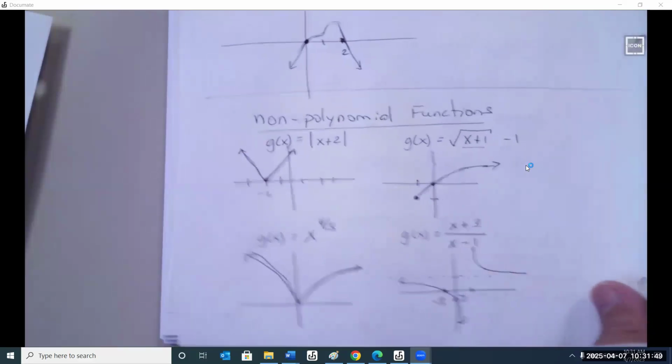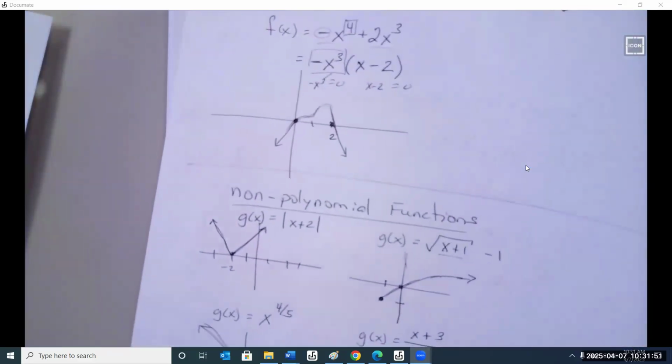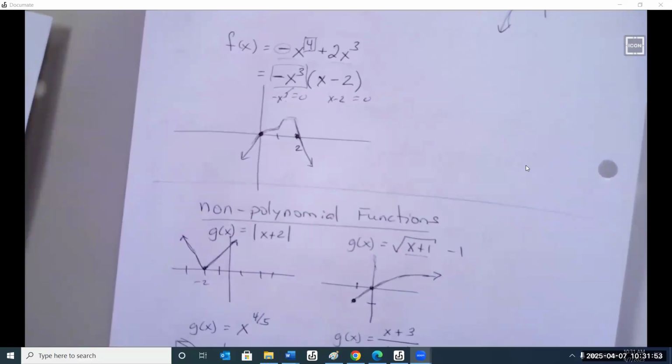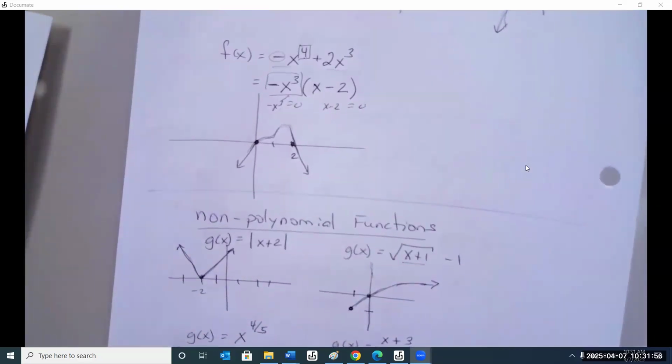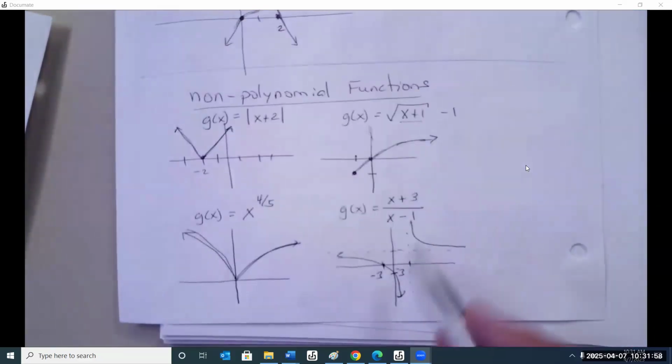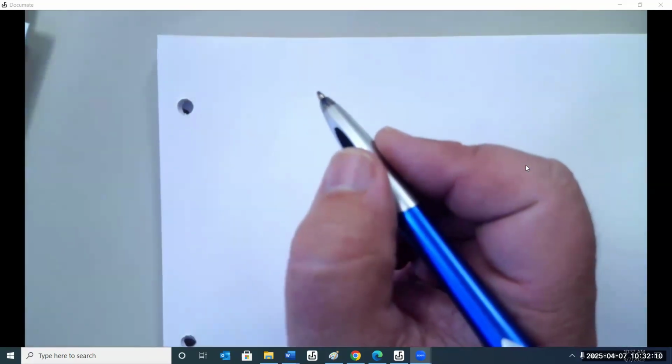All right, so that's the difference. A polynomial function cannot have a point, an edge, an endpoint, or a jump. Yeah, we already talked about those.